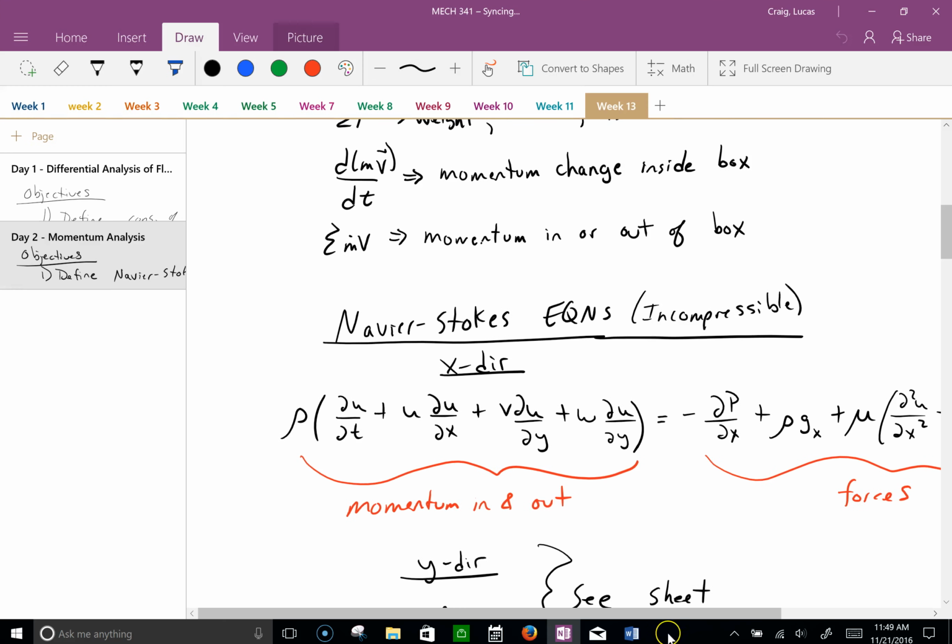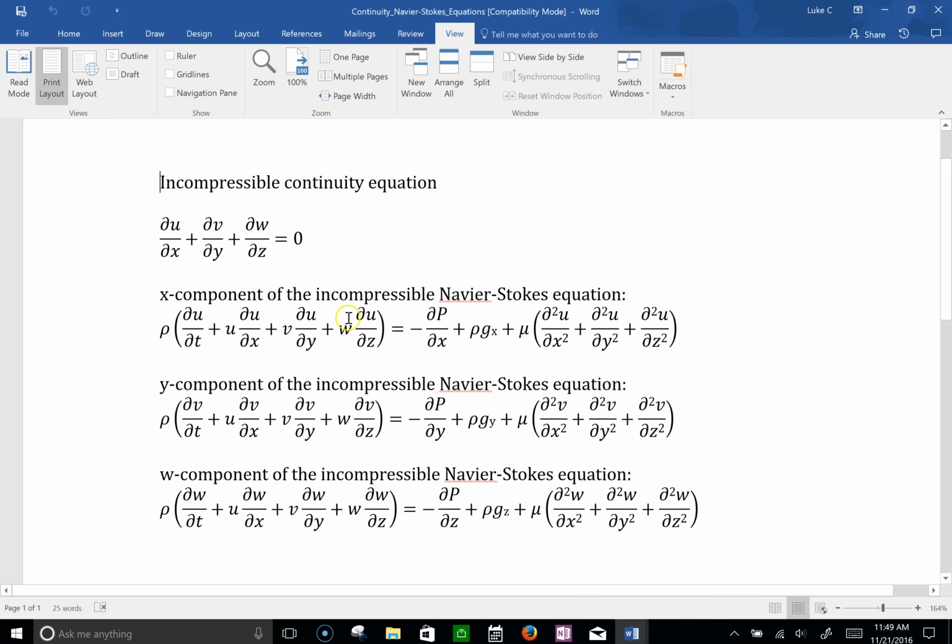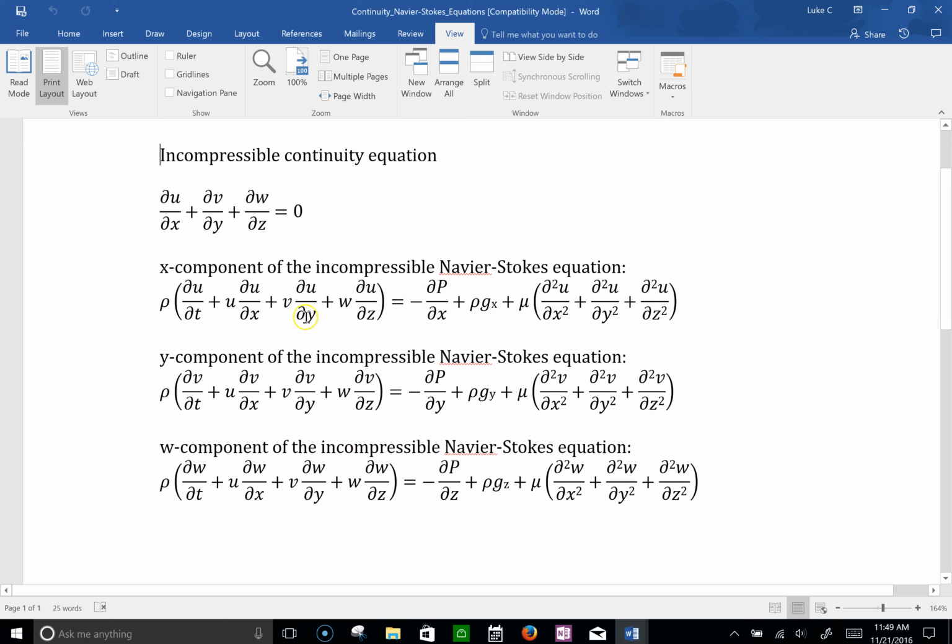I will have this sheet posted. This sheet has the equations that you're going to be using, that I'm going to use, and there's a practice problem that you're going to use. You can just print these out and solve it. So here is your continuity equation that I showed you before, conservation of mass. These three equations are basically momentum in the x, y, and z.